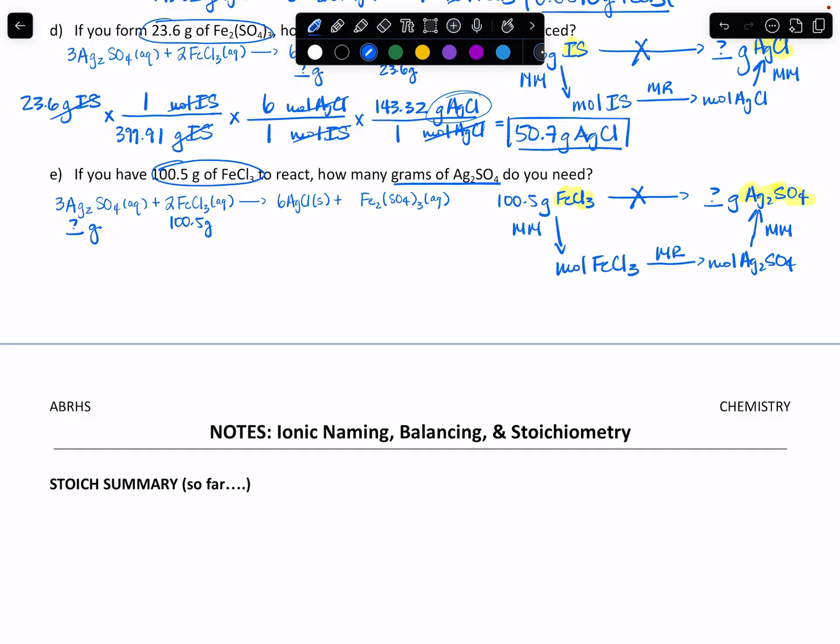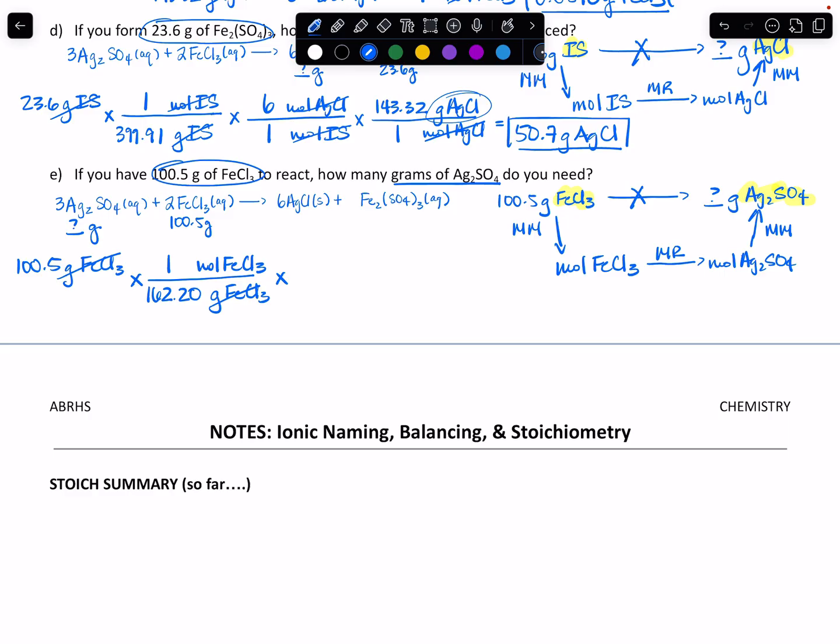We're going to set it up just like we've done all the other ones. We're going to start with the number that we've been given, 100.5 grams of FeCl3, and our first step is to convert those grams into moles. So the gram's going to go on the bottom, and the moles of FeCl3 will go up top. We're going to use our periodic table, and we're going to find that 1 mole of iron 3 chloride has a mass of 162.20 grams. So that's going to let me cancel my grams. But I'm not done.